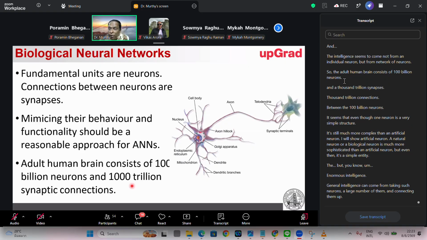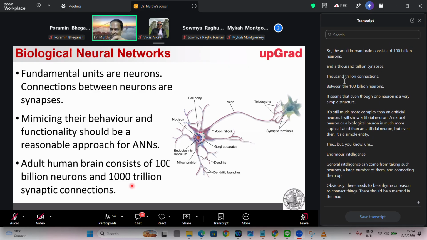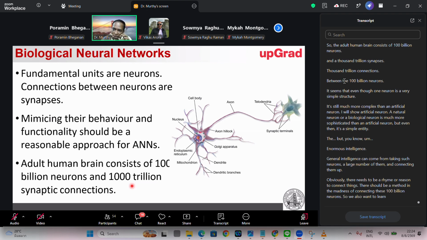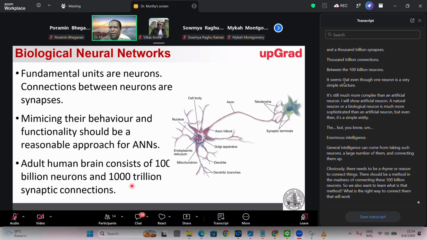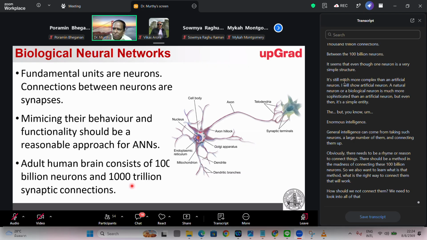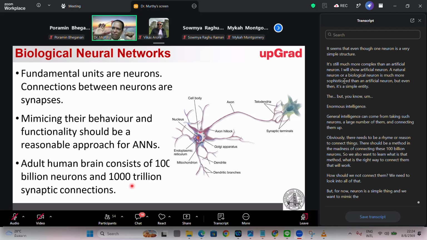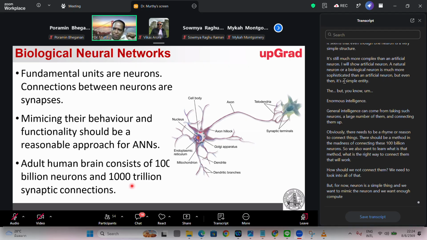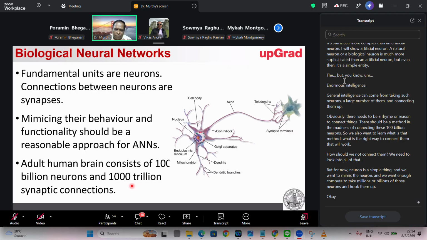Obviously, there needs to be a rhyme or reason to connect things. There should be a method in the madness of connecting these 100 billion neurons. So we also want to learn what is that method? What is the right way to connect them that will work? How should we not connect them? We need to look into all of that. But for now, a neuron is a simple thing, and we want to mimic the neuron, and we want enough compute to take millions or billions of those neurons and hook them up. Okay, in some ways.